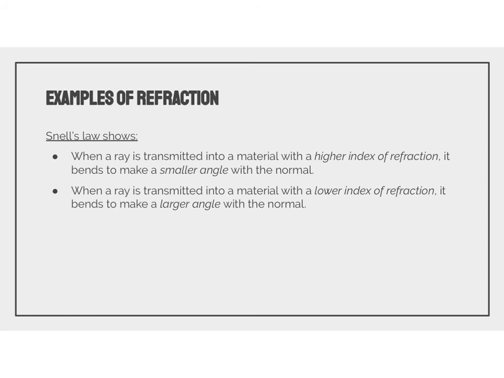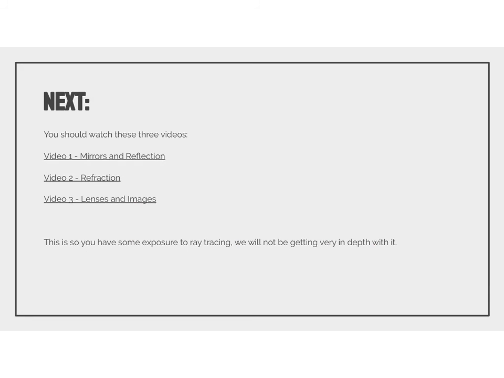So Snell's law shows us that when a ray is transmitted into a higher index of refraction, it'll make a smaller angle. And if it's transmitted into a lower index of refraction, it'll make a larger angle. And this is how lenses use the bending of light to refocus light on your retina. So the biggest thing about ray tracing is actually doing ray tracing. And all I gave you was kind of a crash course in evidence that light acts like a ray.